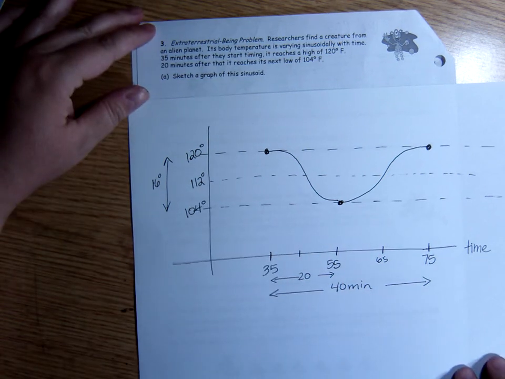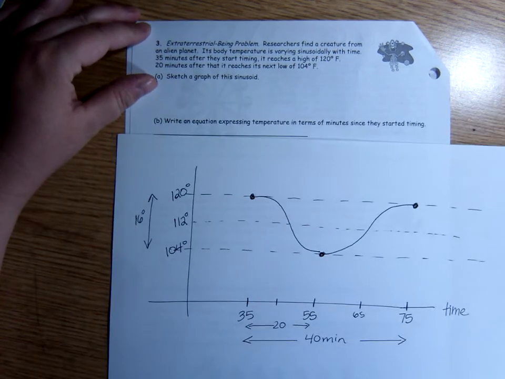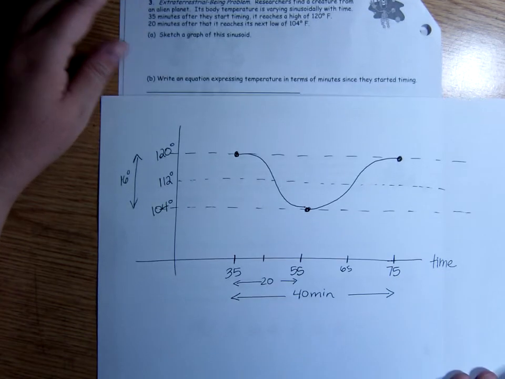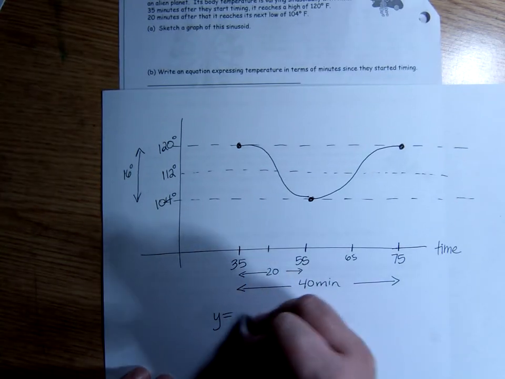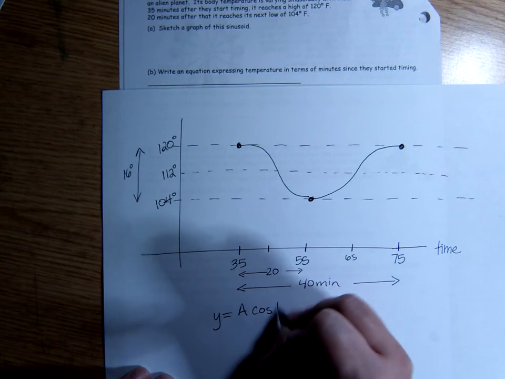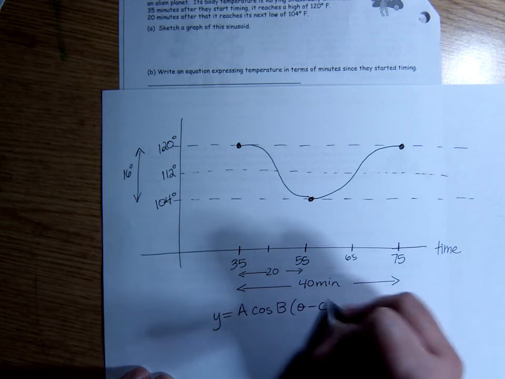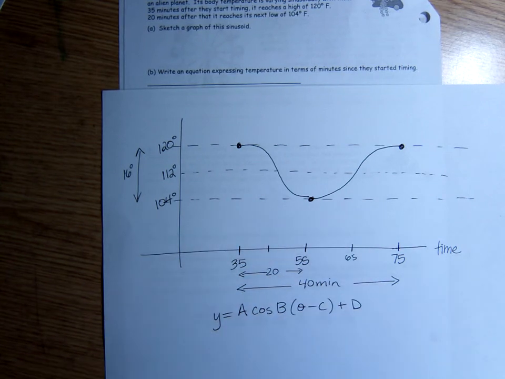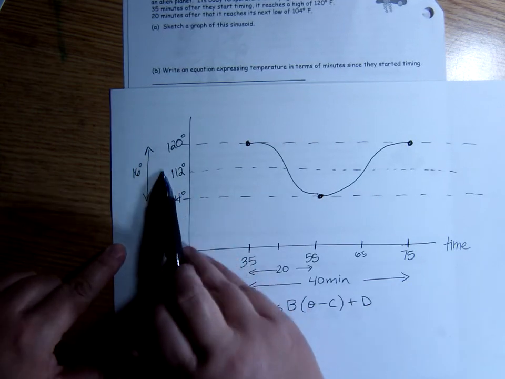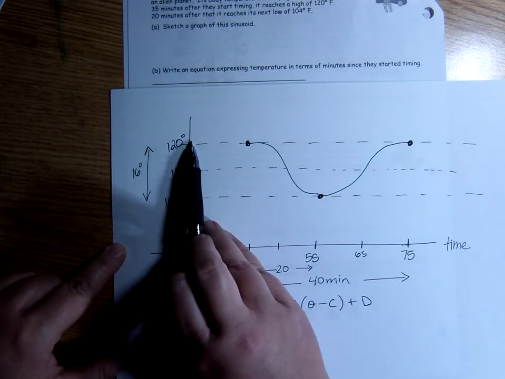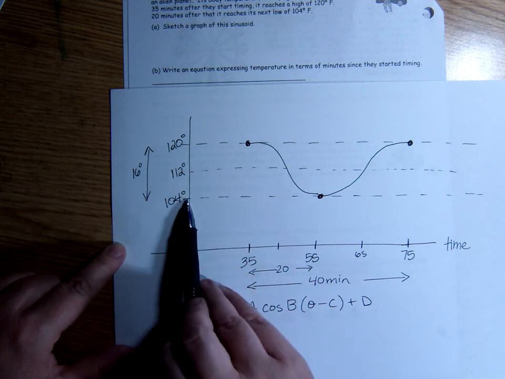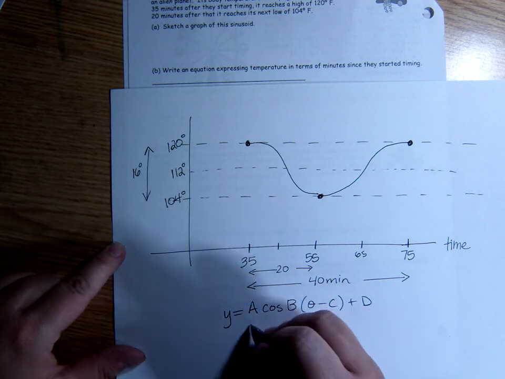So here's my graph. Write an equation expressing temperature in terms of minutes since they started timing. So I'm going to do it as a cosine. This is what I need to fill in: my A, my B, my C, and my D. All right, A is amplitude. We already said that it was 8 degrees from the middle to the top, the highest temperature, and from the middle to the bottom temperature, the lowest temperature. So 8 is my amplitude.